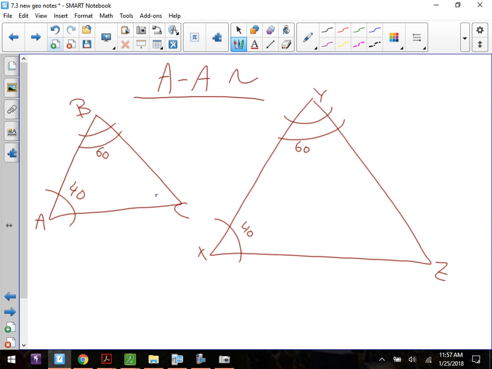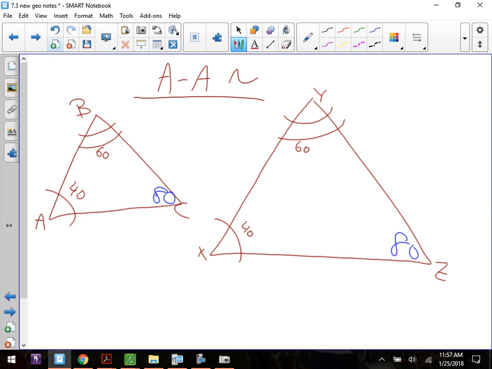What does this angle have to be? 80. So it means that these two angles have to be congruent because we did a theorem a long time ago called the third angle theorem. Do you guys remember that one? We didn't use it a whole lot, but all it means is that all three angles in a triangle always have to be 180. If you have two of them that are the same, it always works. So this is why we had that.